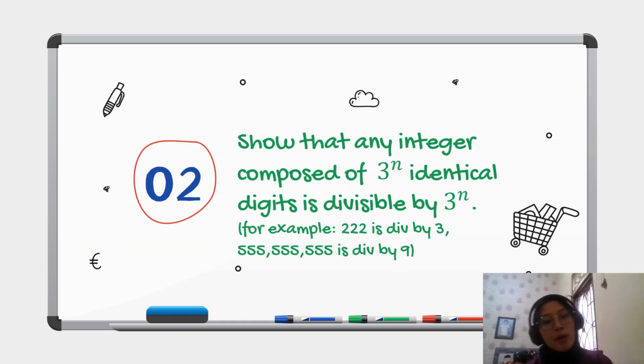Now, the second problem: show that any integer composed of 3 power n identical digits is divisible by 3 power n. For example, 222 is divisible by 3 and 555,555,555 is divisible by 9.